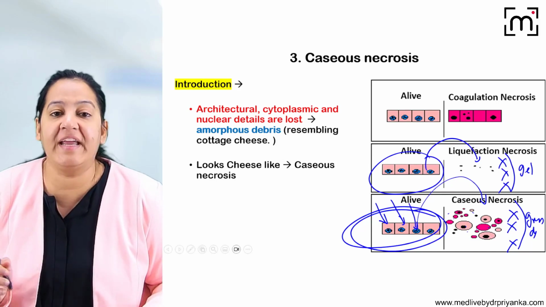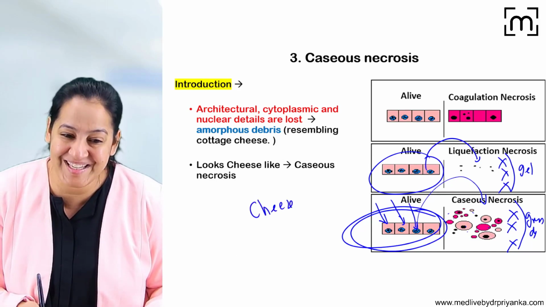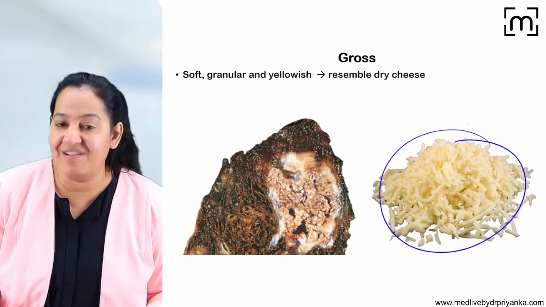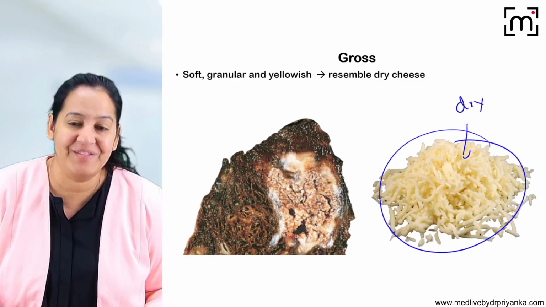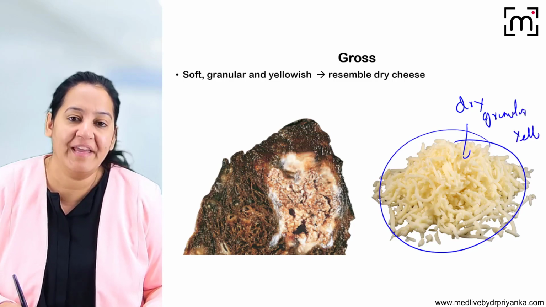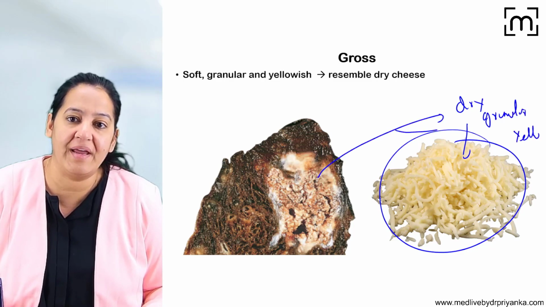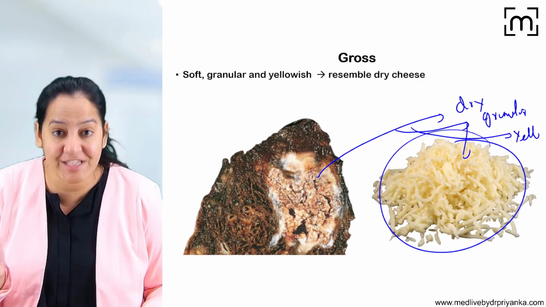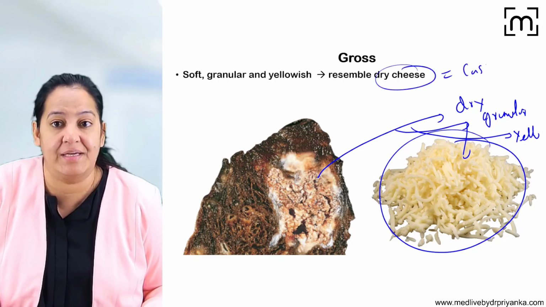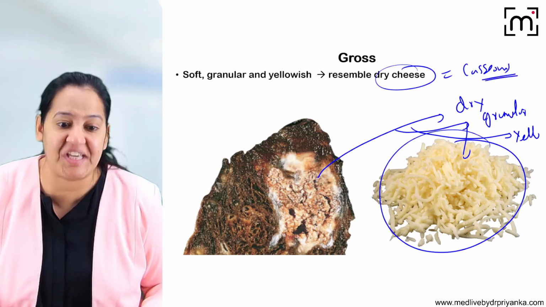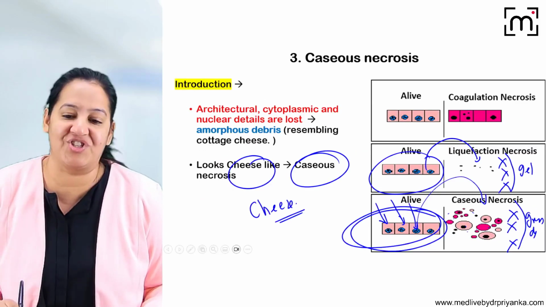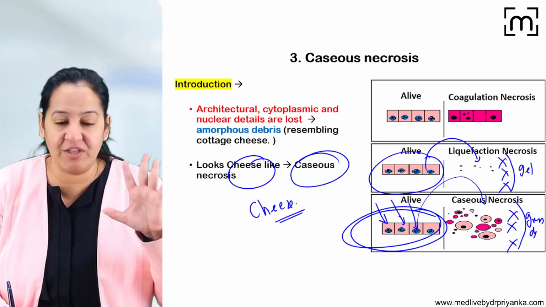And due to granularity, it looks like cheese. Have you seen cheese? How does cheese look? Let me show you. This is the cheese, the cottage cheese. The cheese is dry, granular, and yellowish in color. Here the necrosis also looks like this: dry, granular, and yellowish in color. That's why it is known as cheese-like, and cheese is known as caseous. The meaning of caseous is cheese. That's why it is known as caseous necrosis. I hope you got the difference between the three types of necrosis.